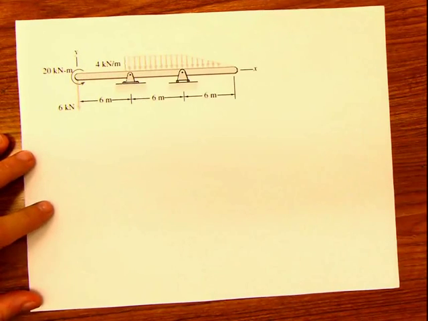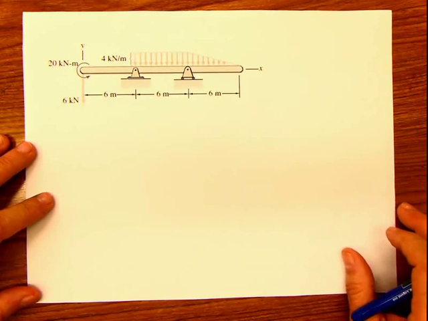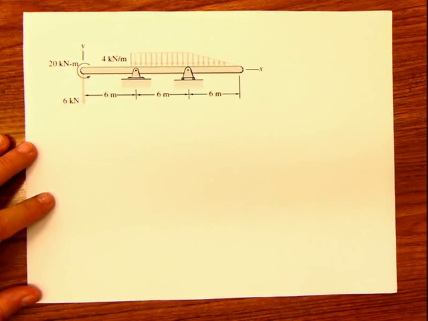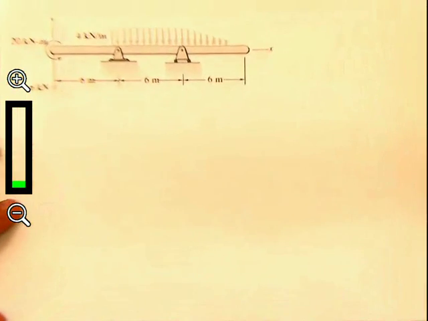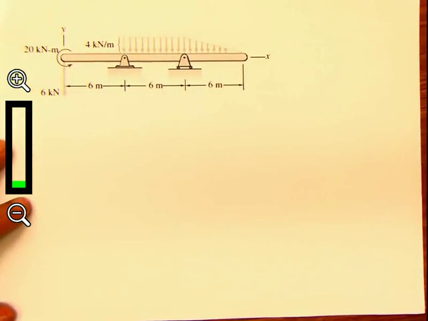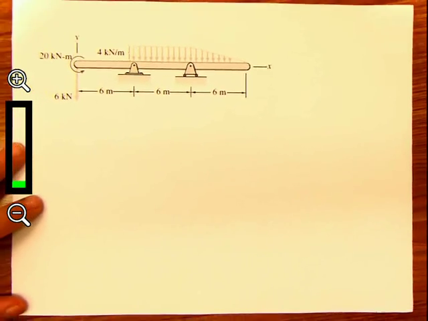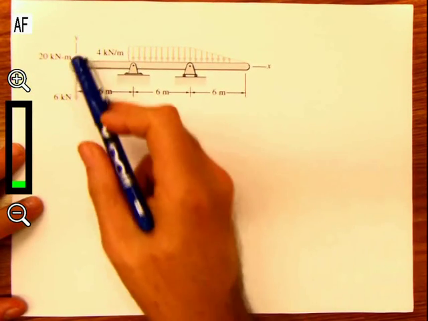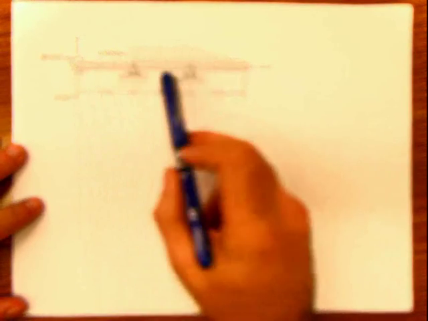Hi again. I'm going to solve another example for you. This time the example has a little bit more features than the other examples that I solved before. This example has concentrated loads, a concentrated moment. It has a rectangular distributed load and also a triangular distributed load.